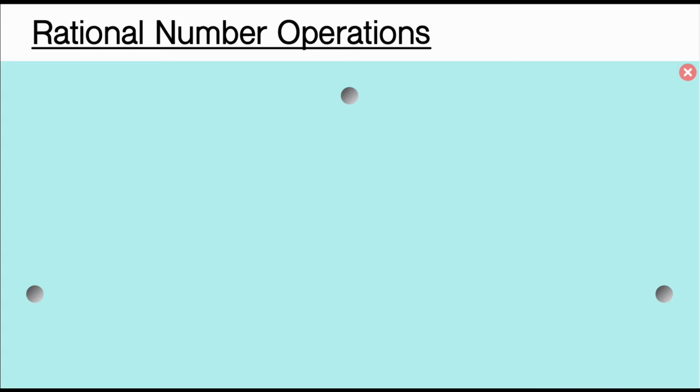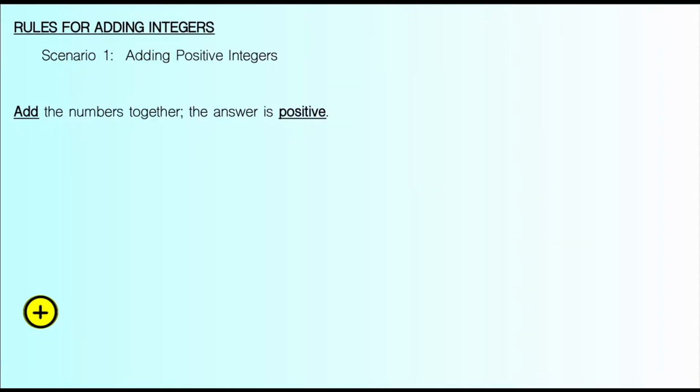So scenario one, the easiest of them all, is when you have two positive integers, two positive whole numbers. We don't even need to spend time on this because you've known this since you were little. When you add positive numbers and only positive numbers, you simply add the numbers together and your answer is positive. So for example, let's say we had 4 plus 5. Well, 4 plus 5 is positive 9. Done.